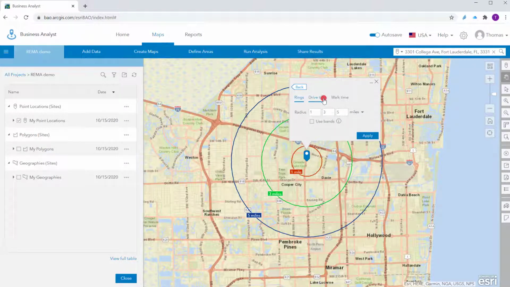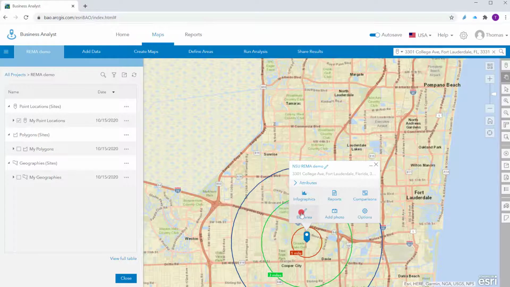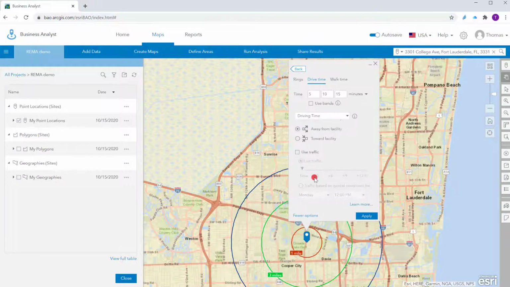I can edit the area, and instead of rings, I could actually walk or I could drive. And I even can go in here and say away from the facility or towards my facility. I can use traffic. I literally can say I want to use live traffic now or in X amount of hours, or on a specific definition like Monday 5 p.m. We don't care about this right now. We just want to show you the concept of a drive time. Edit the area, drive time, and apply.